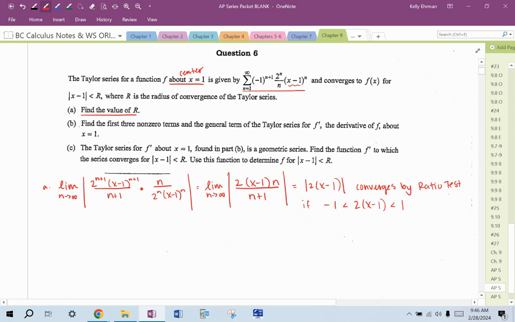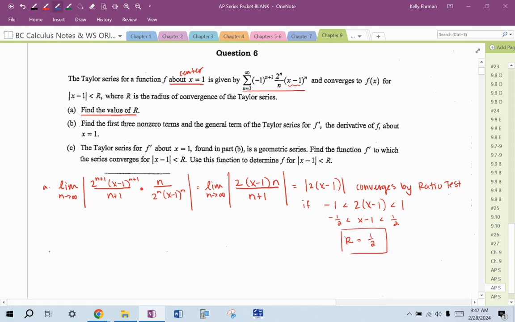Now remember, you're not finding the whole interval. Don't waste your time with that. They just want the value of r. So you can see the value of r as soon as you isolate the x minus c. So I need to divide by 2, which puts x minus 1 in between plus and minus 1/2. So this shows me that the radius of convergence is equal to 1/2. I don't know about the endpoints, whether to include them or not, but the distance from the center to each endpoint is 1/2. All right, so that's it for part A.